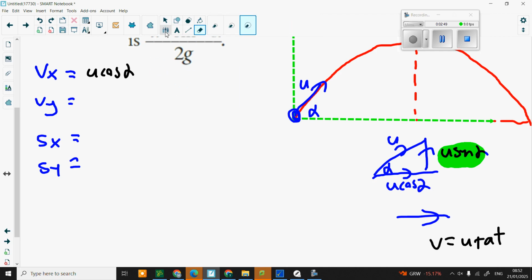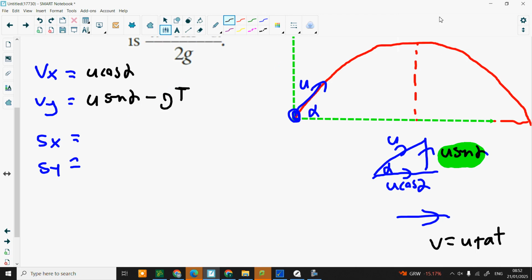So what about vy? u sine alpha minus gt. Because it's your speed take away gravity times time. You're getting slower because gravity is acting against you. Eventually, what happens when vy turns negative? So vy is positive, it's positive, it's positive, it's positive, it's positive. At the very top, it's 0. It's negative, it's negative, it's negative, it's negative, it's negative. Everybody got that? So that's what's happening.